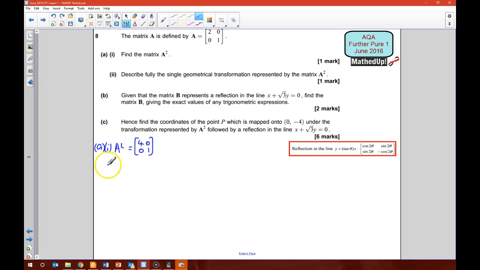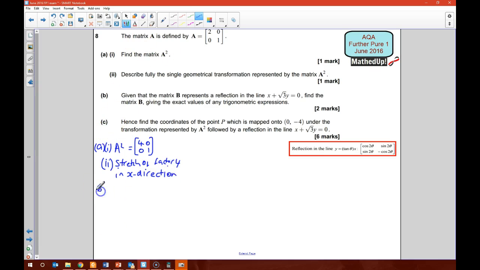Okay, part 2 says describe fully the single geometric transformation that's represented by the matrix A squared. So I've just said that that's going to be a stretch of factor 4 in the x direction, or parallel to the x-axis.